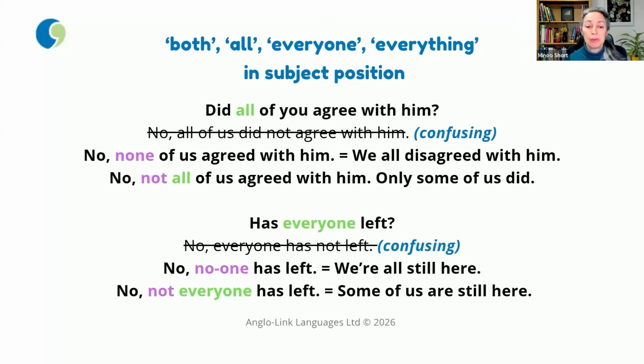And the final example with everyone. Has everyone left? Avoid saying, no, everyone has not left. Your 2 possibilities are, no, no one has left, means we're all still here. Or, no, not everyone has left. Some of us are still here.